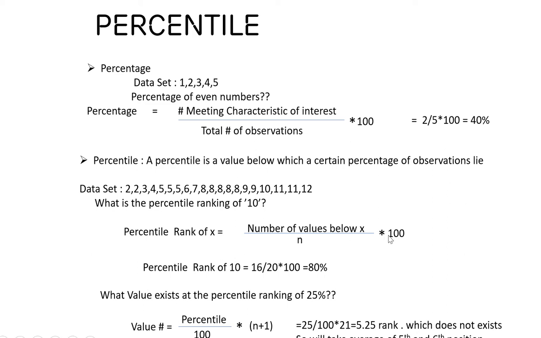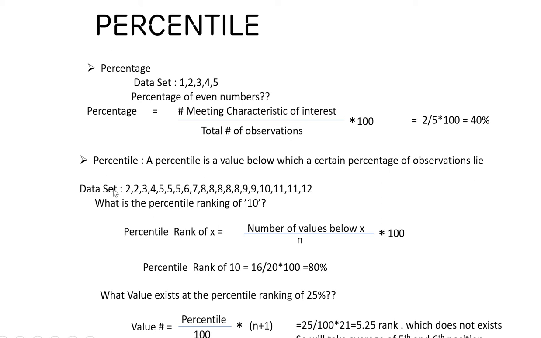By looking at this formula, you can easily identify that the percentile rank of any given number cannot be 100% at any given point of time, because if I take the last number itself, there will be n minus 1 numbers below this point, and if we divide n minus 1 by n into 100, it can never be 100%. So my percentile can never be 100. That should be a good point to remember.